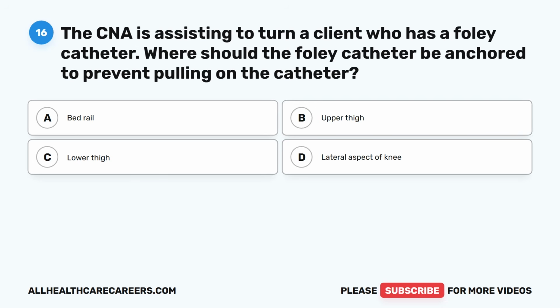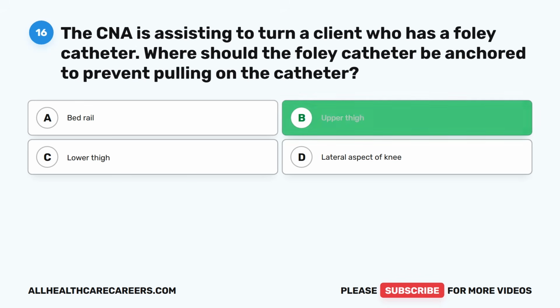Question 16. The CNA is assisting to turn a client who has a Foley catheter. Where should the Foley catheter be anchored to prevent pulling on the catheter? A. Bed rail. B. Upper thigh. C. Lower thigh. D. Lateral aspect of knee. The correct answer is B.